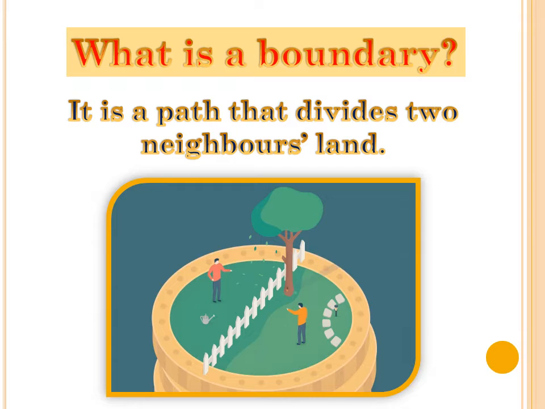What is a boundary? It is a path that divides two neighbors' land. A boundary can be a fence, wall, hedge, or piece of wire which divides one house from another, from your neighbor's house. Okay students? In this picture, you can see there is a fence which is dividing two neighbors' land.